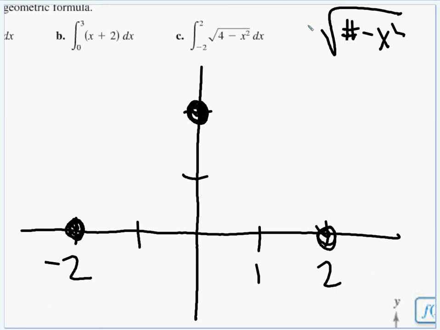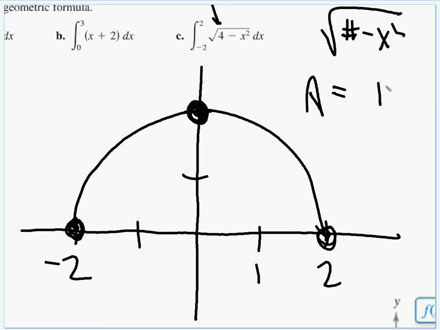If it's a positive radical, it'll be the top half. And the number that comes in there first, that is radius squared. So if we square root that, it's radius 2. So what we have is a half a circle, radius 2. We have a formula for a circle. The area of a circle is pi r squared. So for a semicircle, cut it in half, 1/2 pi r squared.